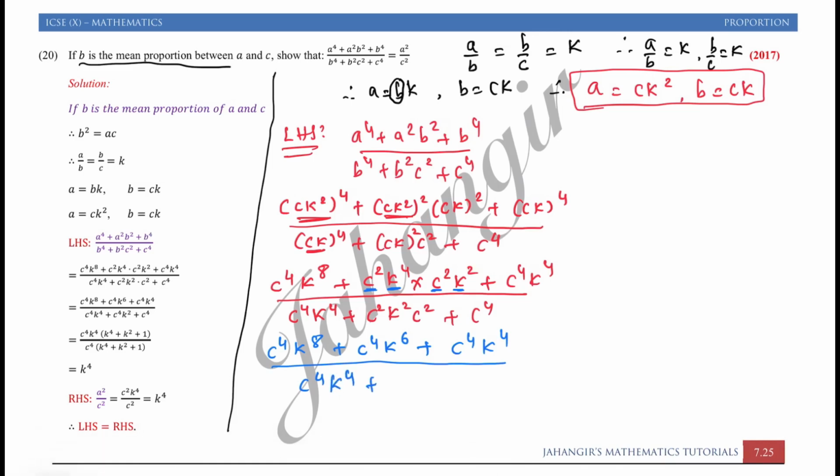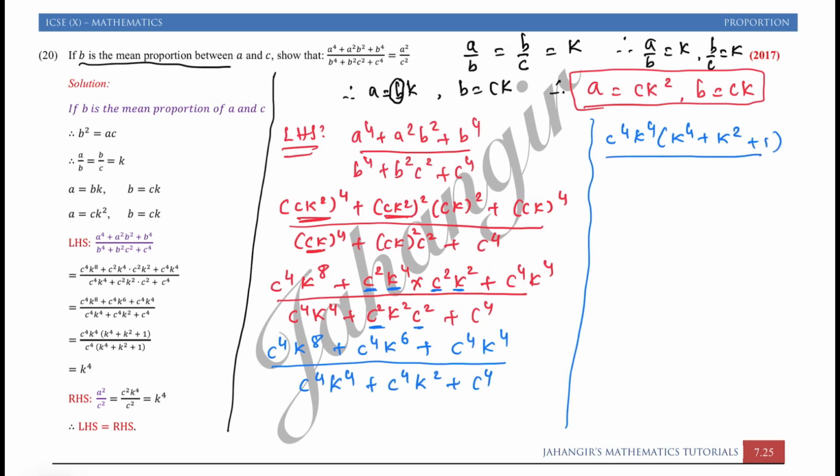K raised to 4 plus C square into C square is C raised to 4 K square plus C raised to 4. So taking out common from the numerator, I can take out C raised to 4 K raised to 4 common. You will get K raised to 4 plus K square plus 1. From the denominator I can take out C raised to 4 common: K raised to 4 plus K square plus 1. These two will get cancelled. These two will get cancelled. So the answer is K raised to 4.